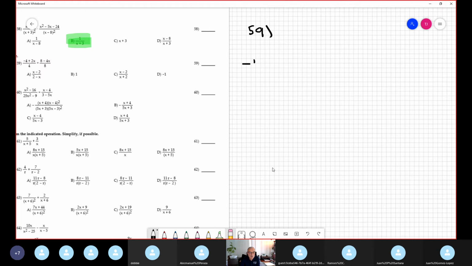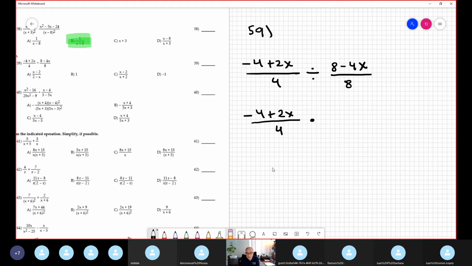It's negative 4 plus 2x divided by 4, division, 8 minus 4x over 8. So when it's division, I copy the first fraction exactly the same. I don't touch it. And you convert the division problem to a multiplication problem. How? Flip the second fraction. Now I continue doing exactly the same as the problems we were doing before.